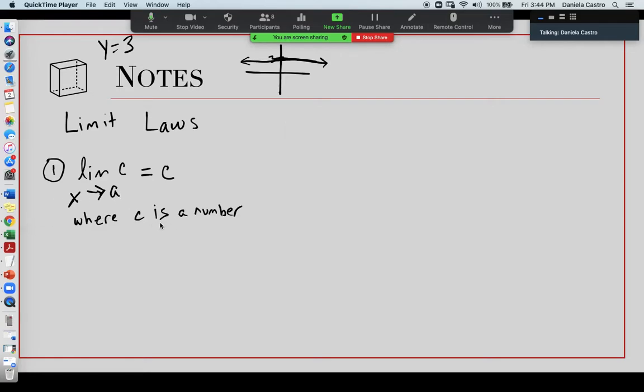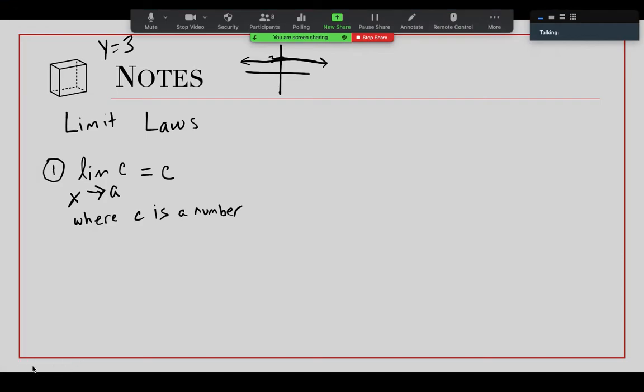So where c is a number. So doesn't it make sense that if I look at x approaching anything, it's just going to be that number? Yeah, we got it. Okay, cool.